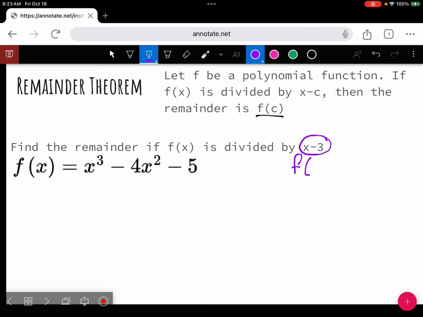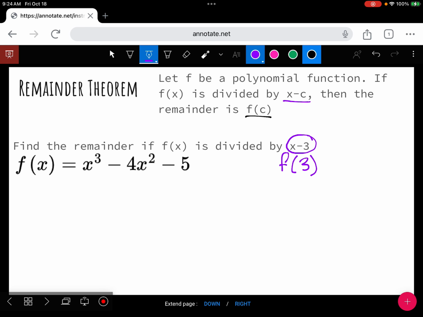What's our c? X minus 3. What's c? 3. So we're going to find f of 3. We're actually going to find it both ways here so we can see what this is saying and why we care. Because especially when we couldn't use calculators on this, some of these things would get super gross. What if I had x to the 7th? Ew. So we're going to use synthetic division for this.